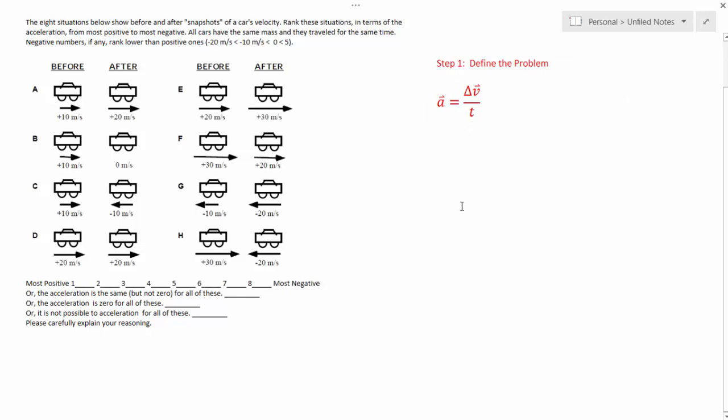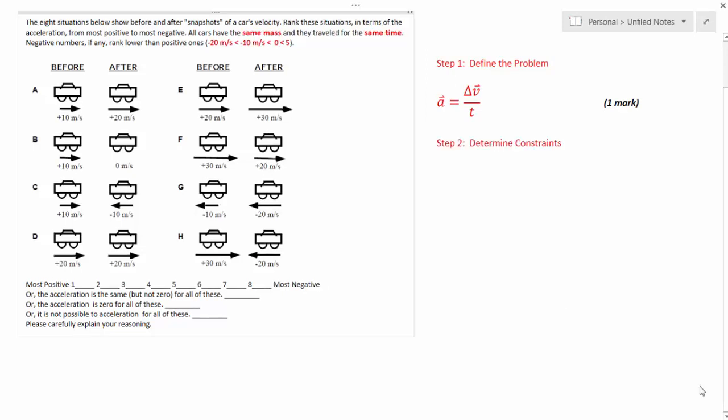You've identified the problem. Next, what you want to do is read the question carefully to determine any constraints or conditions on the problem. For this question, we have two main constraints. The carts have the same mass, and they travel for the same time while the velocity is changing. They also state that negative numbers rank lower than positive ones, and they give you an example in the bracketed region here. So let's define our constraints.